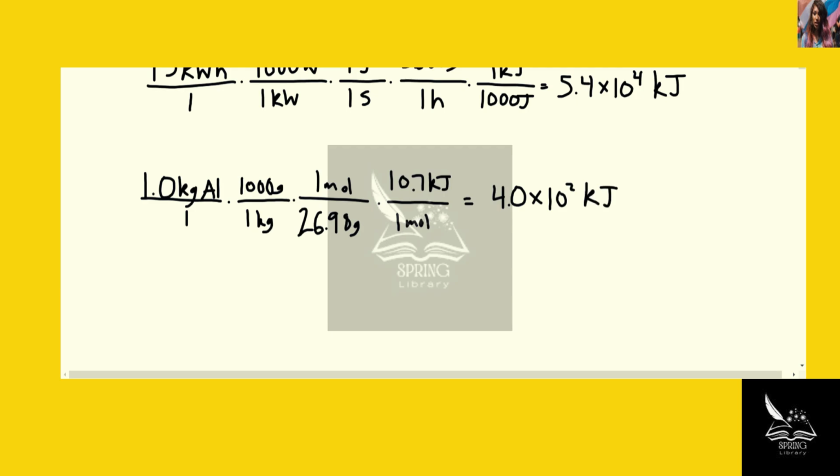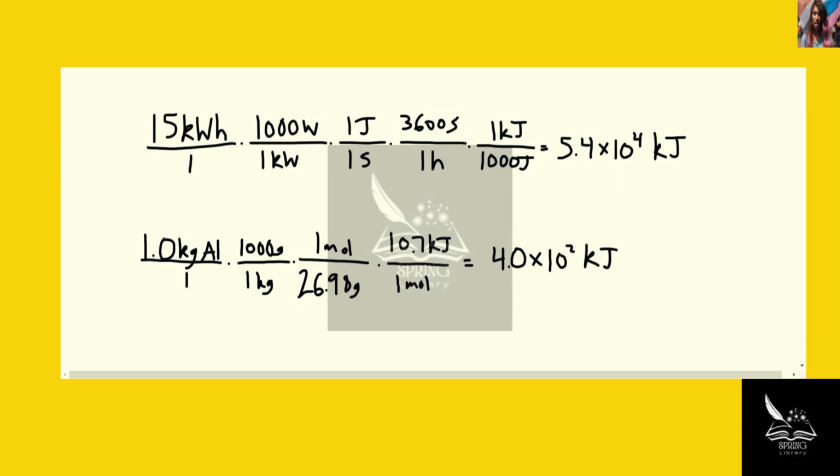And so we can see that in order to melt the same amount, 1.0 kilograms of aluminum, we require far less energy than we do to produce the same amount of aluminum. And so that is why it is more economically efficient and feasible to recycle aluminum than it is to produce aluminum, because we require less energy.